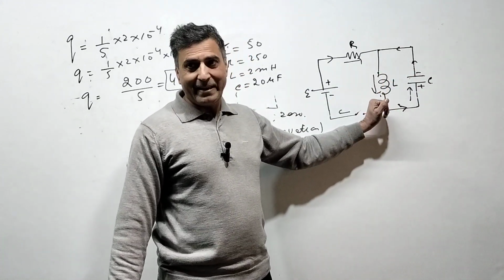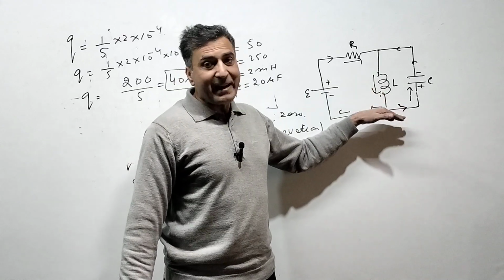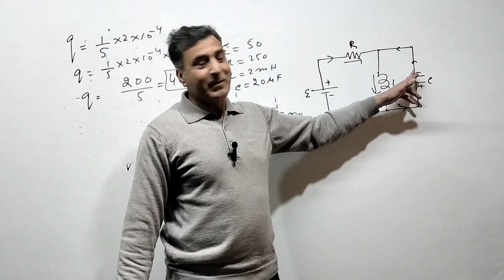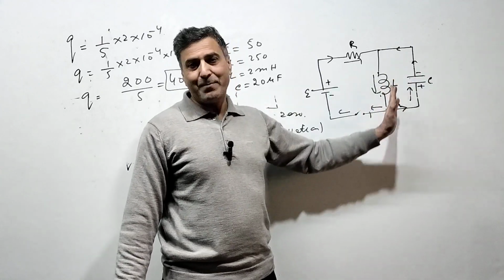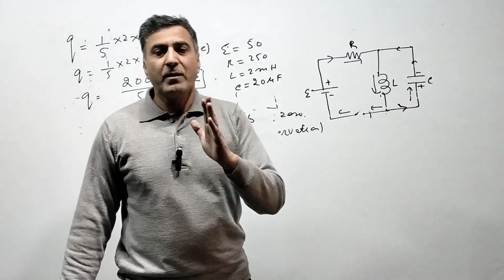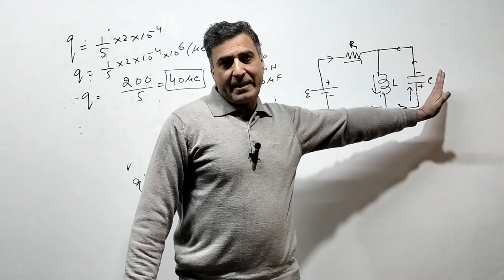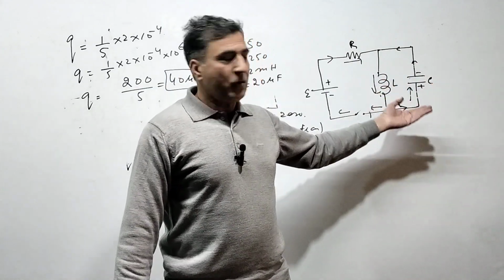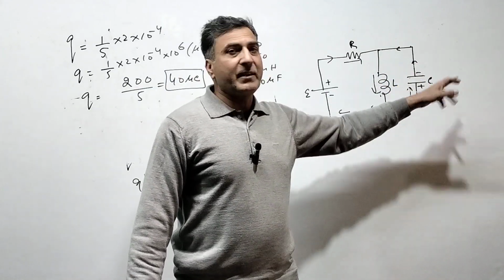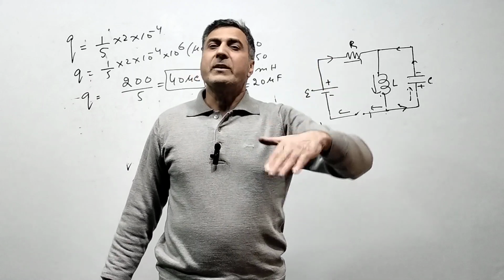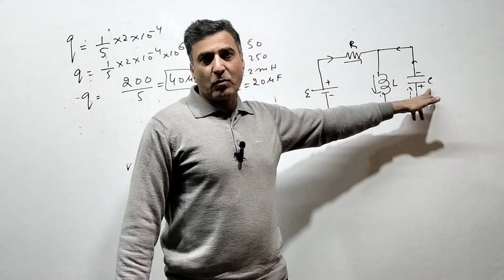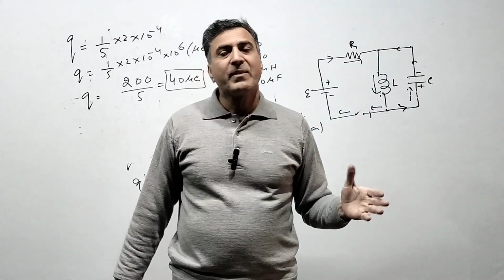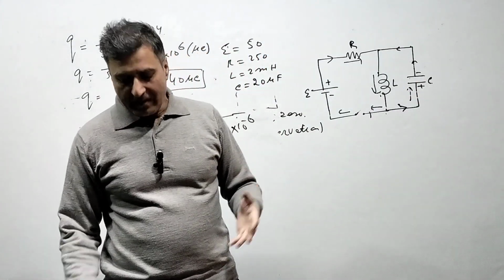So the current will decay, but at the same time it will charge the capacitor. So it shifts this magnetic energy to electrostatic energy. So energy will remain constant. By the time the current is 0, the capacitor is fully charged, so it has electrostatic energy. So initial magnetic energy is equal to final electrostatic energy. When you equate the two, you get the maximum charge on the capacitor.